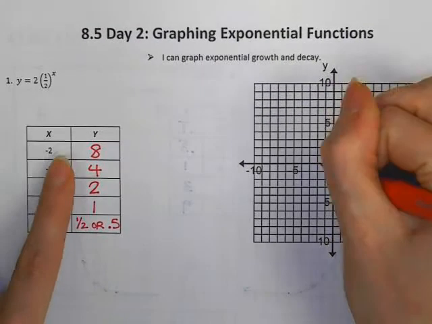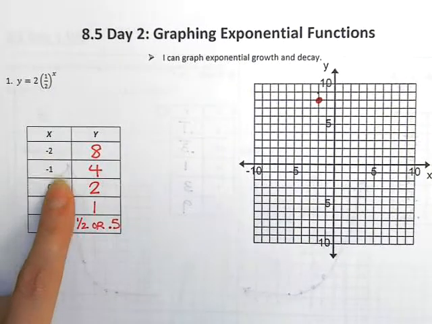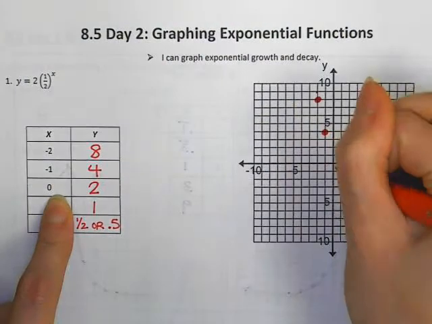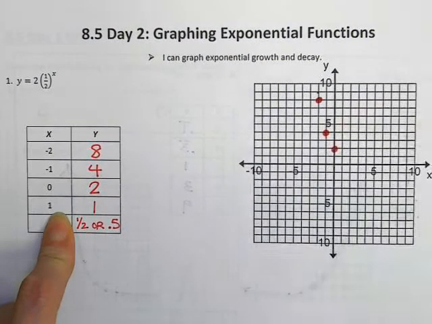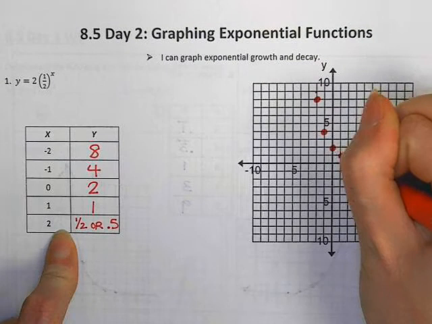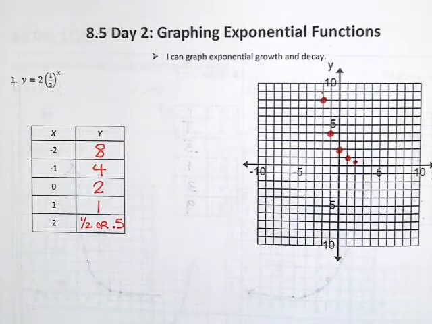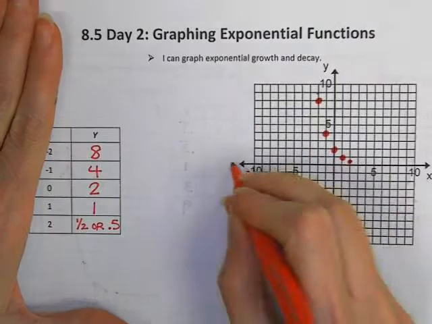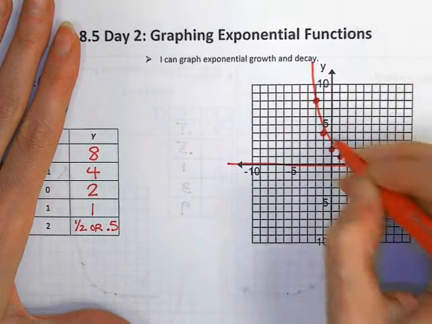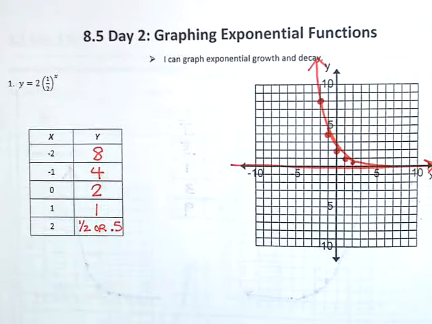All right, let's graph. We got -2, 8. That's here. We got -1, 4. We got 0, 2. We got 1, 1. And we got 2, 1/2. All right, now remember that rule that it's never going to cross 0. And just connect the dots, and this is a decay.